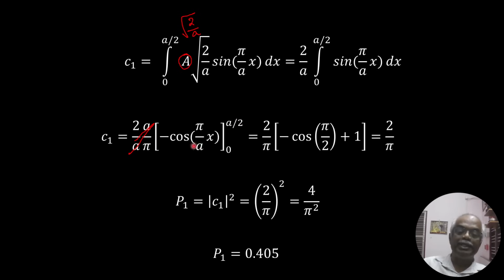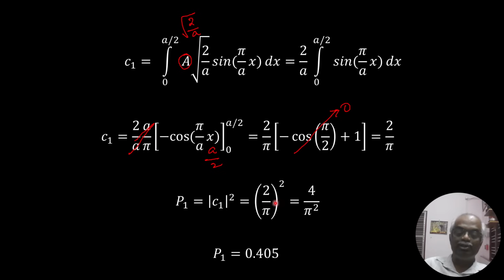If you apply the upper limit, minus cos, x is a by 2, then this a and this a will get cancelled. You will get minus cos pi by 2. If you apply the lower limit, cos 0 is 1, and since there is already a minus sign, minus of minus will become plus 1. Cos pi by 2 is 0. So naturally, this will become 2 over pi. So the probability is the modulus square of C1.